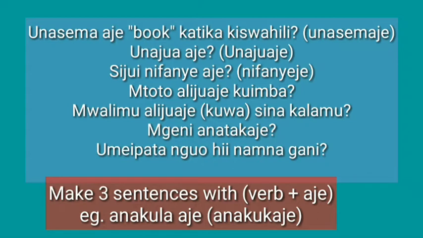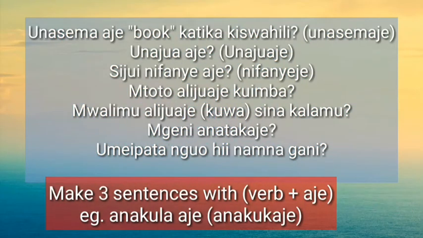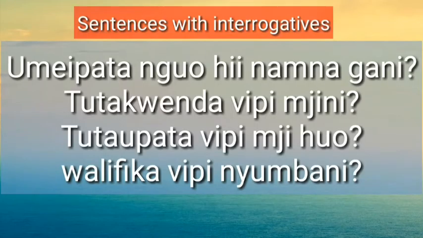Umeipata nguo hii namna gani? Namna gani is the way, the same as saying how did you get this, like by which means. Examples of sentences with interrogatives. Umeipata nguo hii namna gani? By which means have you gotten this cloth? Or how did you get this cloth?